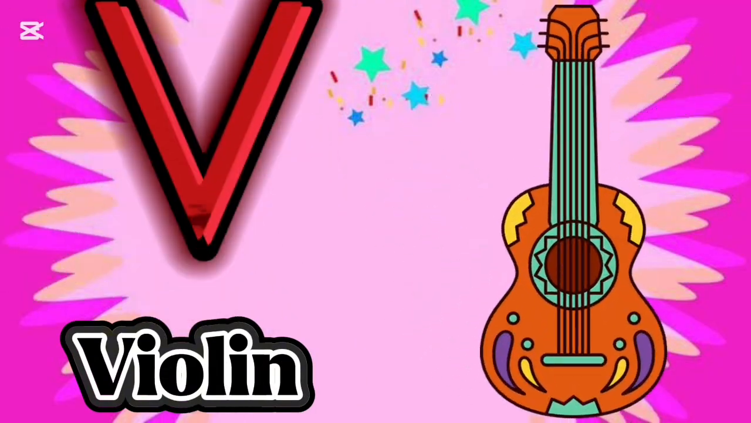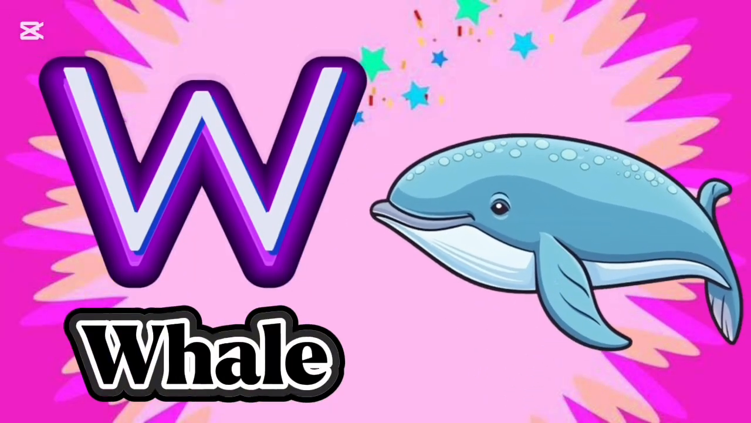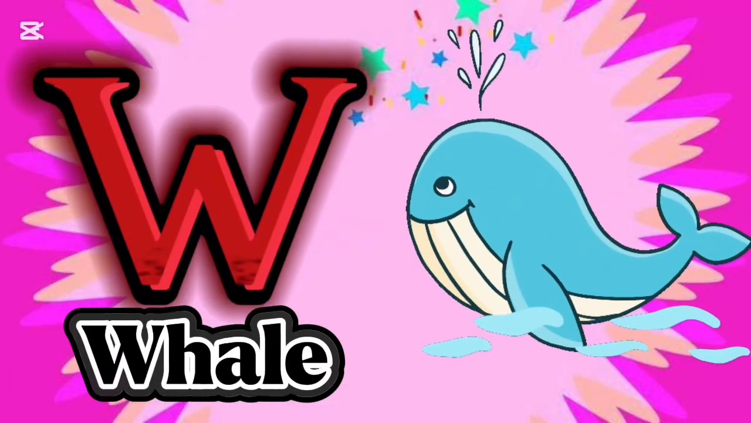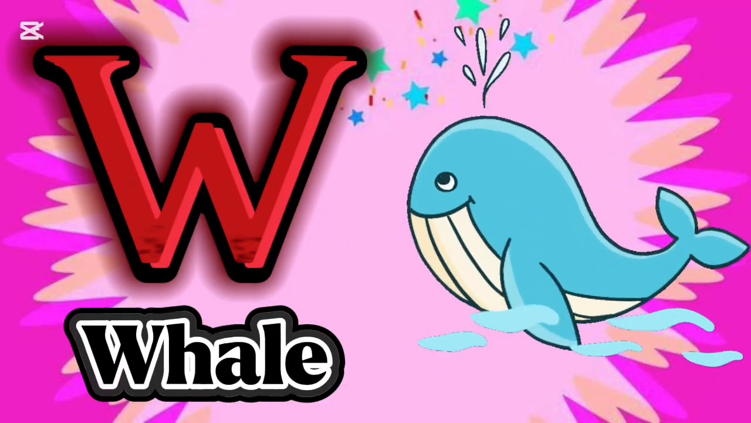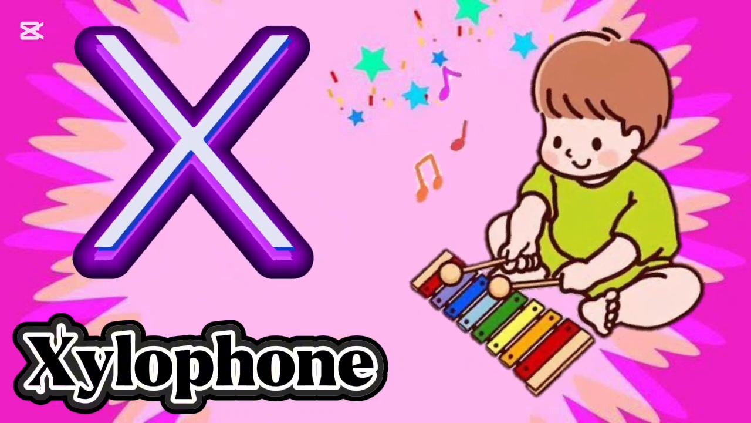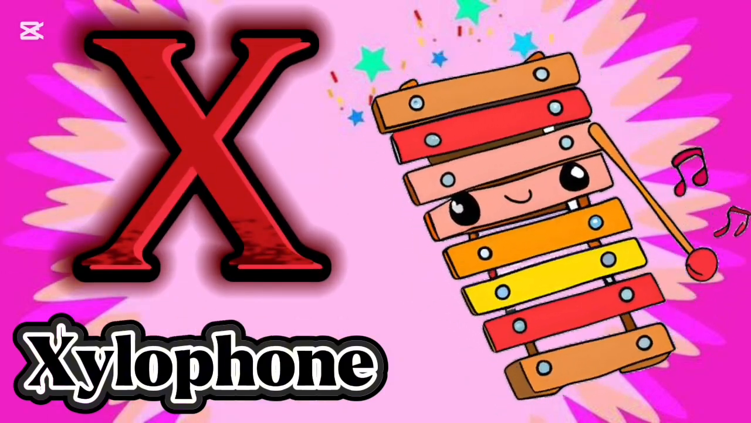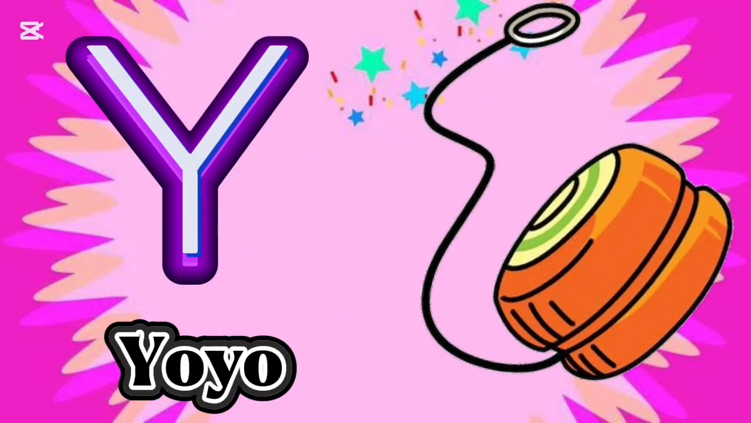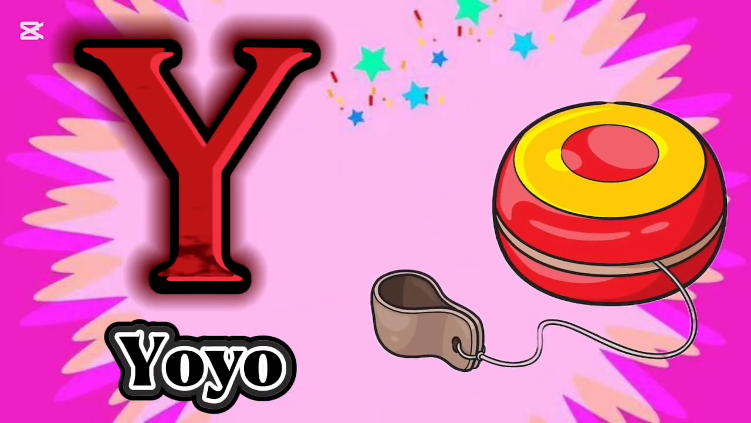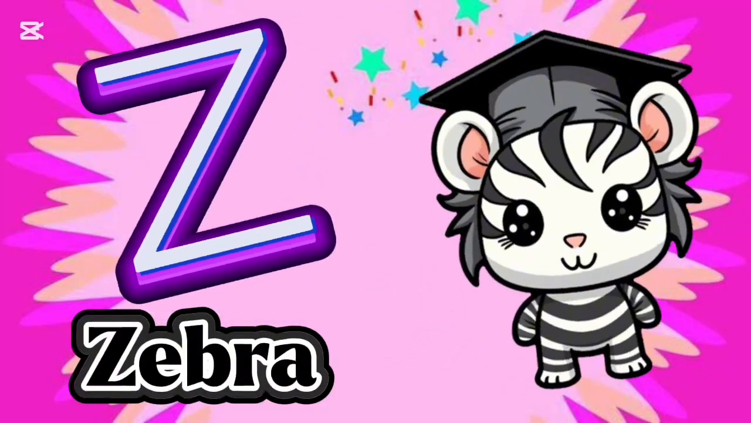Violin. V, violin. W is for whale. Whale. W, whale. X is for xylophone. Xylophone. X, xylophone. Y is for yo-yo. Yo-yo. Y, yo-yo. Z is for zebra.